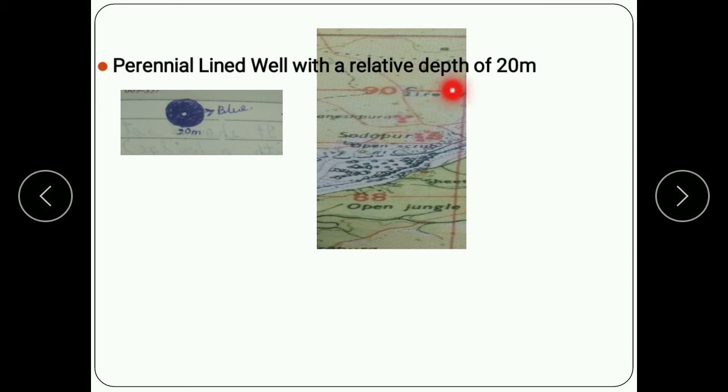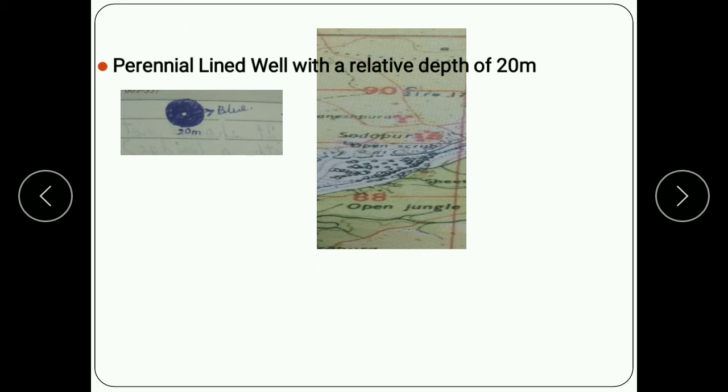So here we are considering the relative depth. Why is there a depth? Because wells are always dug inside the earth surface. That is very much clear. We will consider the depth, not the height, because wells are only dug from inside the earth surface.